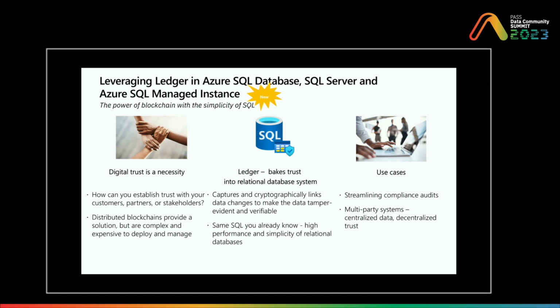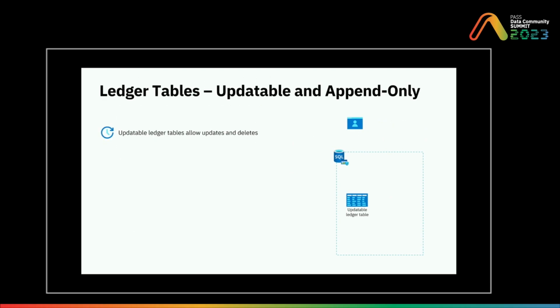All right, let me jump in a little bit more into detail on how Ledger works. You have the concept of a ledger table, and we have two types of tables: an updatable ledger table and an append-only ledger table. Let me start with the updatable ledger table. It allows you to do update, insert, and delete statements on a ledger table.